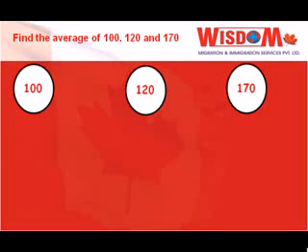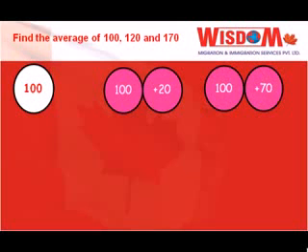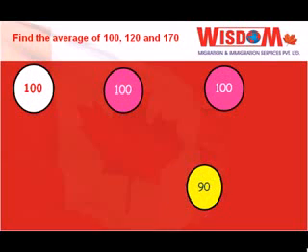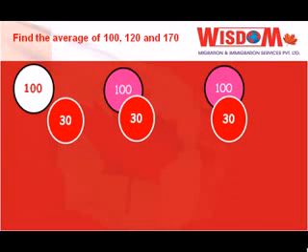Since I've assumed 100 to be the average, the deviation of 100 from 100 will be 0. The deviation of 100 from 120 would be positive 20. The deviation of 100 from 170 would be a positive 70. Now adding all the deviations, I'm getting a surplus of positive 90, which I have to redistribute back. To redistribute a surplus of positive 90 among the 3 members, positive 30 would go to each of the members. Hence, I can say that the average of these 3 numbers is 130.